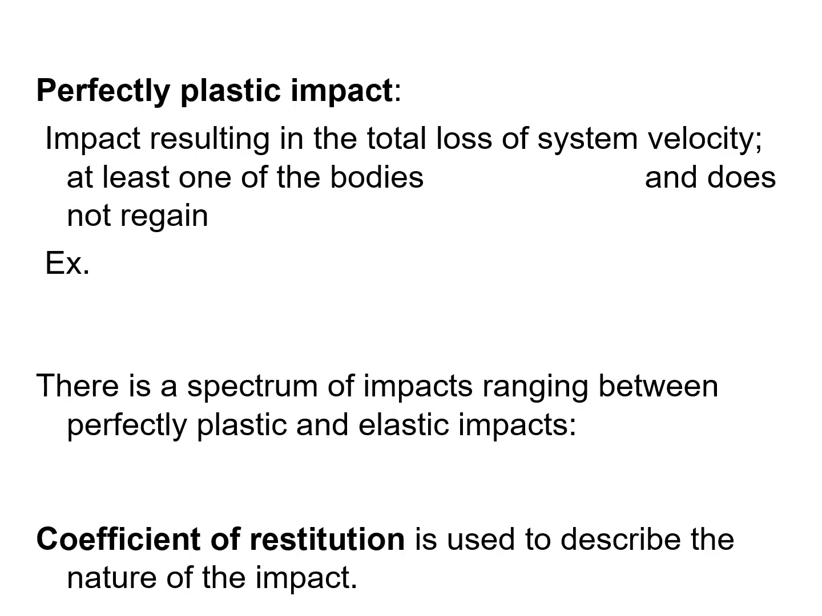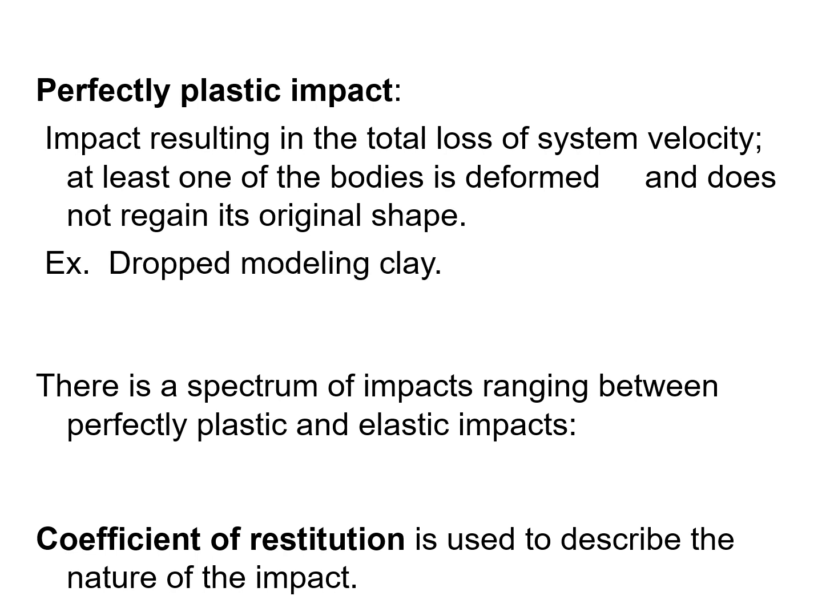If we're looking at the opposite, something being perfectly plastic, this is an impact resulting in the loss of a system's velocity. So at least one of the bodies is deformed and does not regain its original shape. If you had some modeling clay and you threw it against the ground once again at 100 meters per second, and it's perfectly plastic, as soon as it hits the ground, it stops moving. It no longer has any velocity whatsoever. If you had it in a ball and threw it against the ground, it flattens against the ground. So there is a spectrum of impacts ranging between perfectly plastic and perfectly elastic impacts.